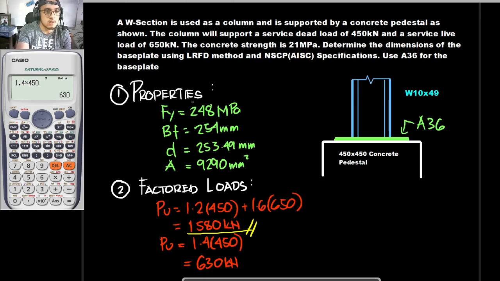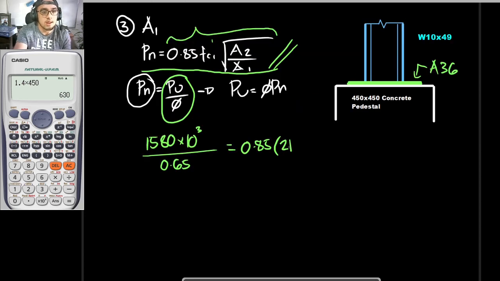So, it is written here. Hindi ko pala nasulat, pero sinabi dito ng FC prime natin is to be 21 megapascal. So, nasa given talaga to. Hindi ko lang nailista kanina. So, 21 times the square root of A2 over area 1. And our area 2 is actually equal to 400 by 450. So, ito yung area ng concrete, itong area 2 natin. So, 450 squared. Okay, divided by, ano yung area 1 natin? Actually, yan yung hinahanap natin.